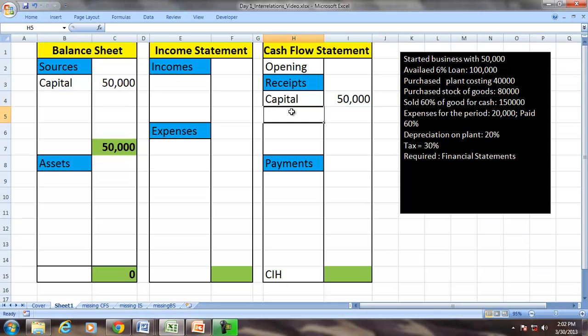Avail a 6% loan. Another is also a receipt, but not an income, but a source. So loan 100,000.